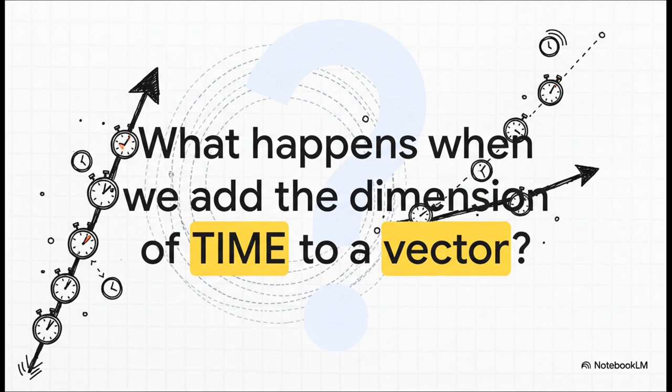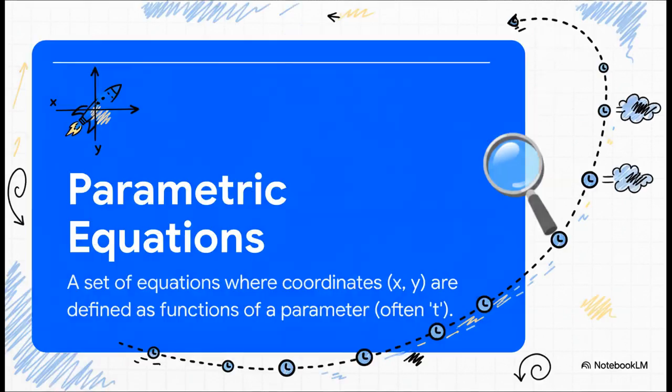A vector can tell you where to go, but it doesn't tell you anything about the journey itself. It doesn't tell you how long it takes or where you are at the halfway point. To capture all of that, we need to add a new ingredient, time. And we'll usually represent it with a parameter, t. And this is exactly what parametric equations are for.